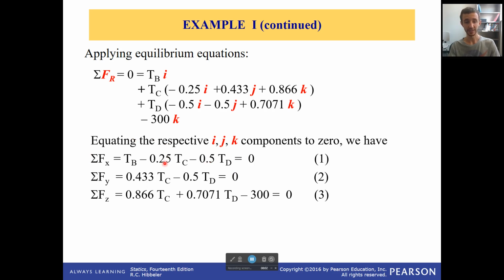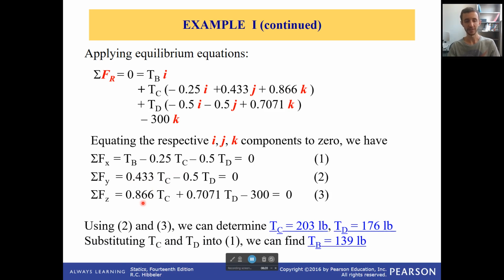The second thing that can make this easier is you see that 0.866 and 0.433. It's fairly simple to get this in terms. Like I don't have to solve just for TC. I can solve for 0.866 TC or 0.433 TC and then plug that in. Just easier ways of going about it. Now, if I solve, I get that TC is 203 pounds, TD is 176 pounds, and TB is 139 pounds.